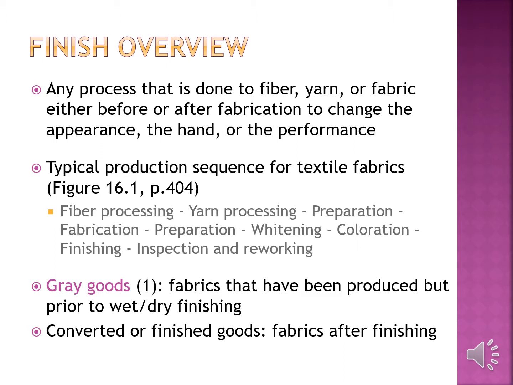You also have a couple of terms here. We've already learned about gray goods, but I want to reiterate gray goods again, that those are fabrics that have been produced, but they have not been finished yet in terms of wet or dry finishing. So normally gray goods will be undyed, and then once you dye them and finish them, they are considered converted or finished goods.